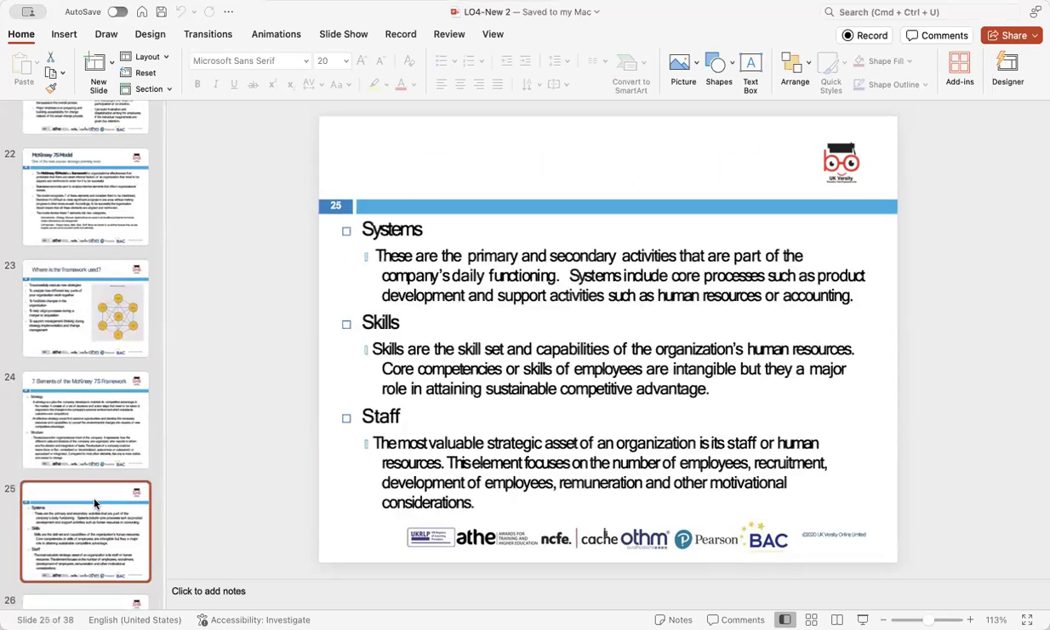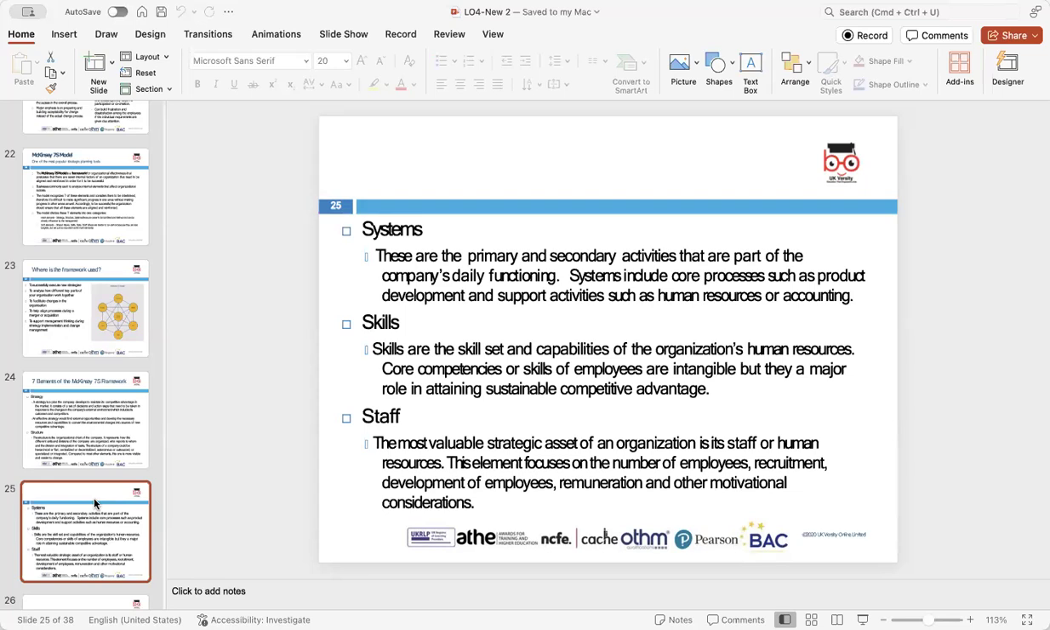Then systems are the core processes and procedures integral to daily operations. These include primary activities like product development and support activities such as human resources and accounting. Efficient systems are important for maintaining operational effectiveness.